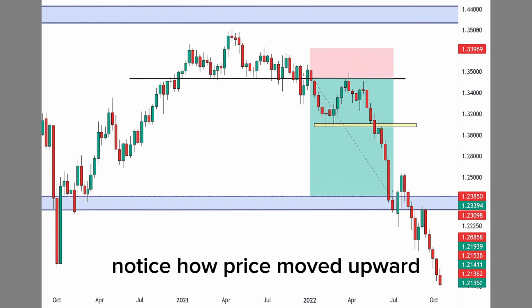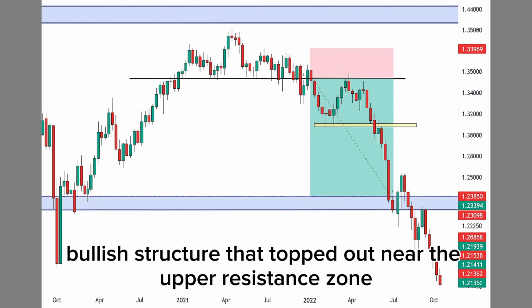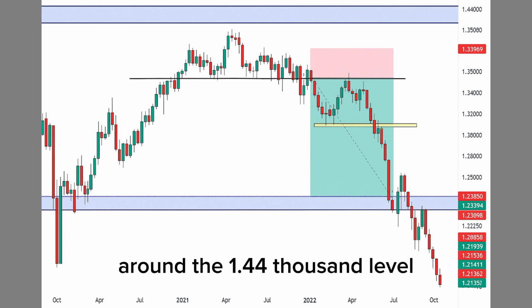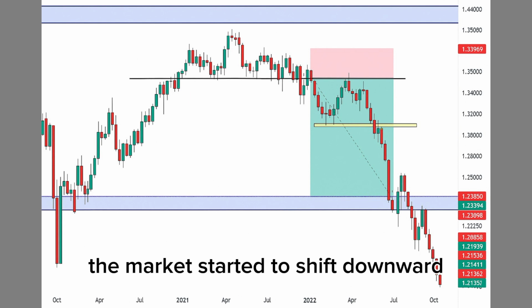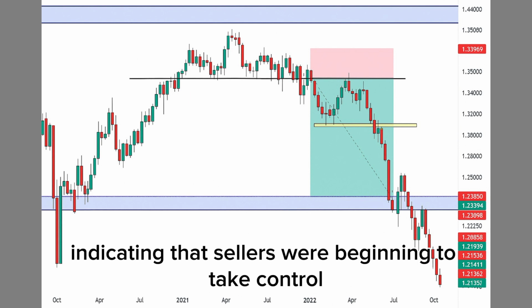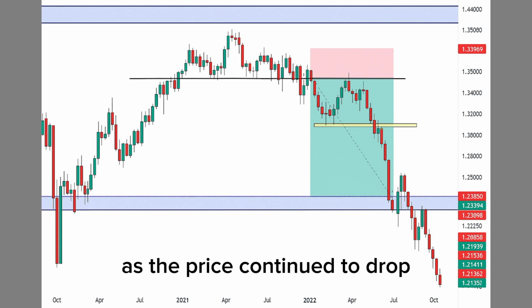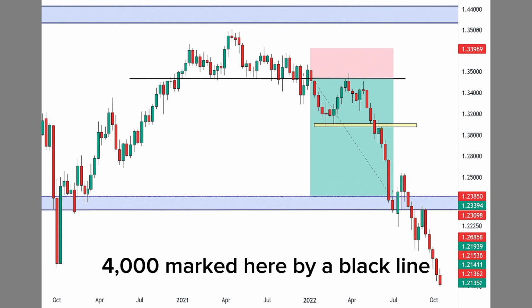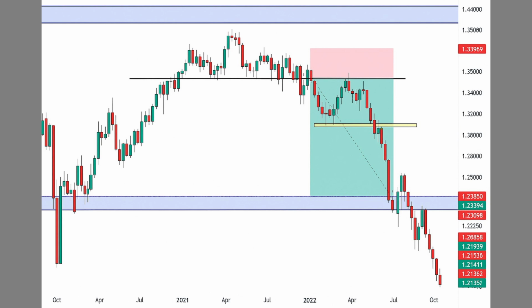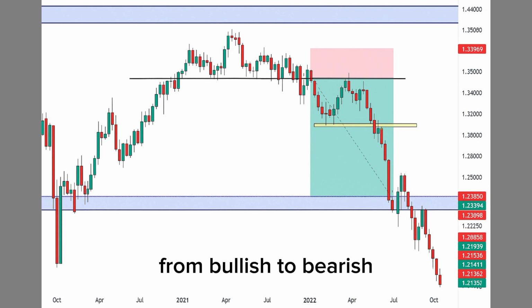Notice how price moved upward initially, forming a strong bullish structure that topped out near the upper resistance zone around the 1.44 thousand level. After failing to break above this zone multiple times, the market started to shift downward, indicating that sellers were beginning to take control. As the price continued to drop, it broke below a key horizontal level around 134,000, marked here by a black line. This breakout is significant because it represents a shift in market structure from bullish to bearish.